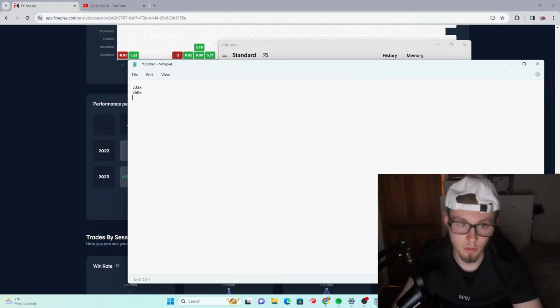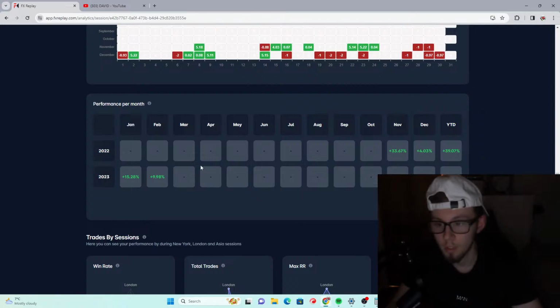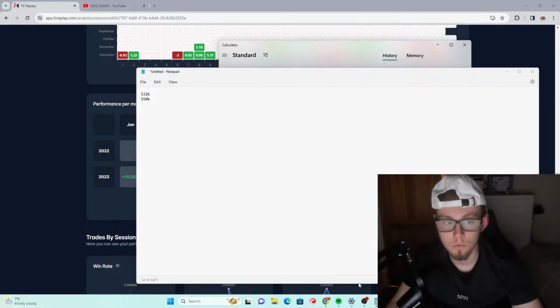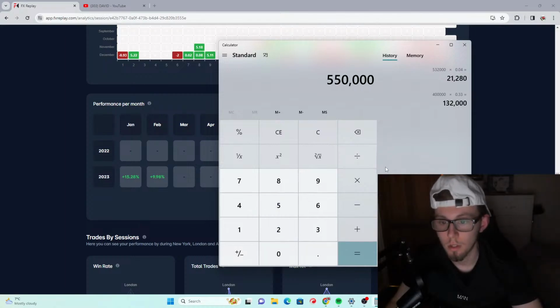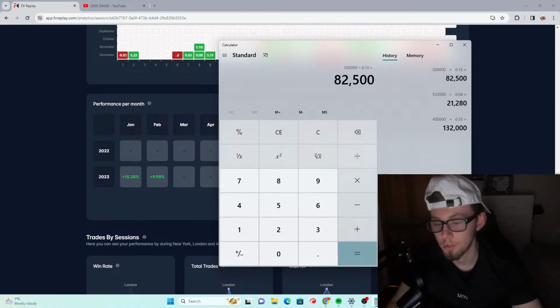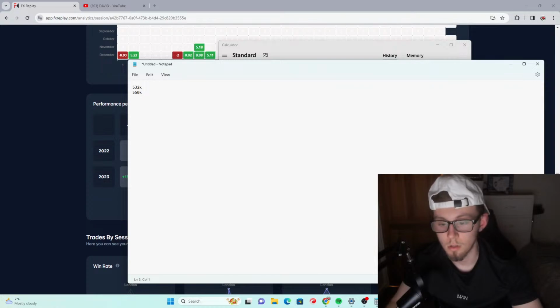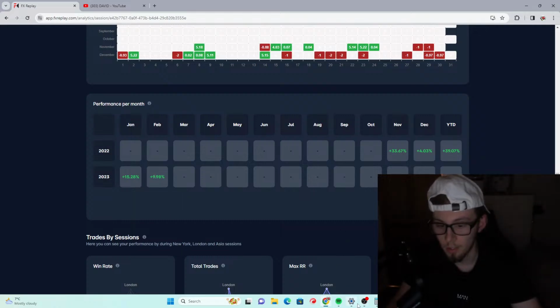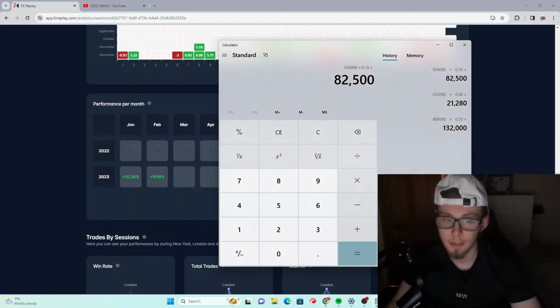Let's just say, be conservative, right? And then we're doing plus 15%. So it'll be 550 times, obviously, 15%, which gives you 82k, which gives you 630k. Let's just say it's a little bit more, but it doesn't really matter. We're being conservative. Plus 9.8%, let's say.